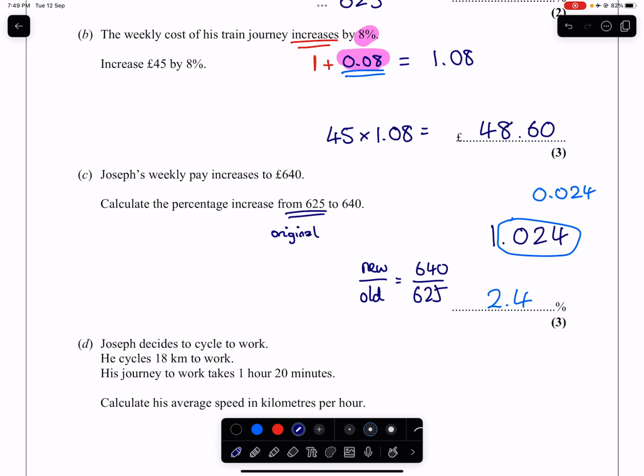Another way we could do it is we first of all find the difference between these. So how much did the pay actually increase? And that's 15. And then we write that 15 out of 640 and basically find out what it is as a percentage of, not 640, as a percentage of 625, because 625 is the original amount. You multiply that by 100 and you will also get 2.4 as a percent.